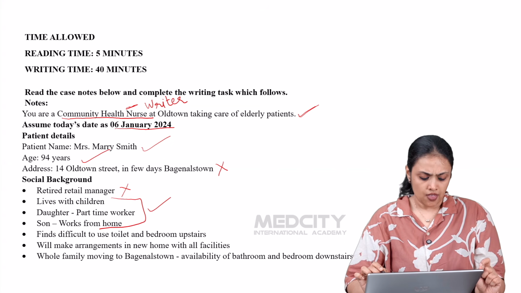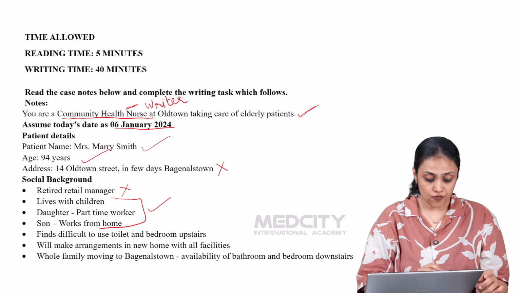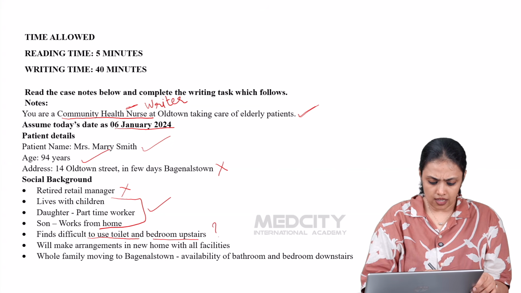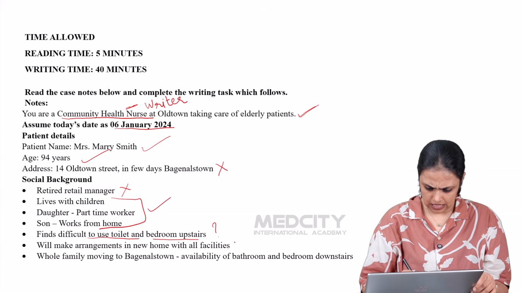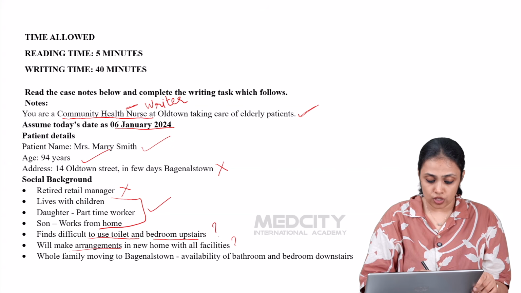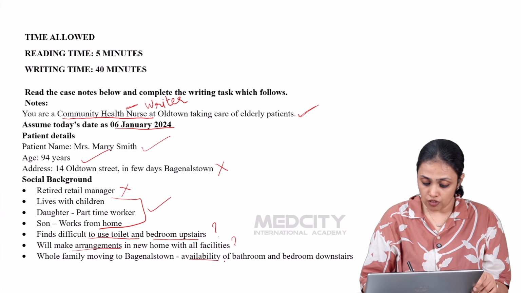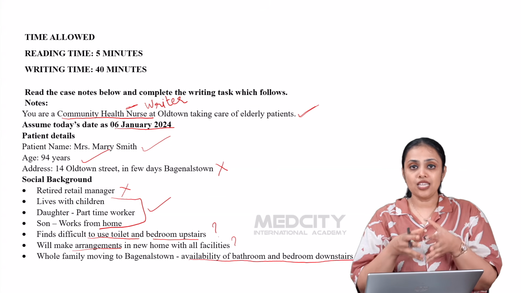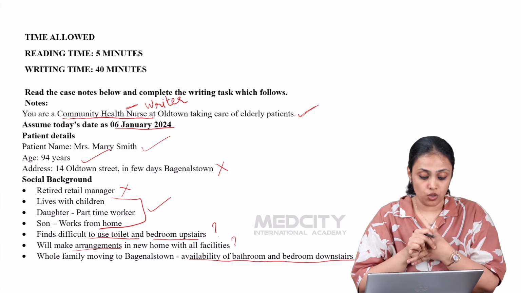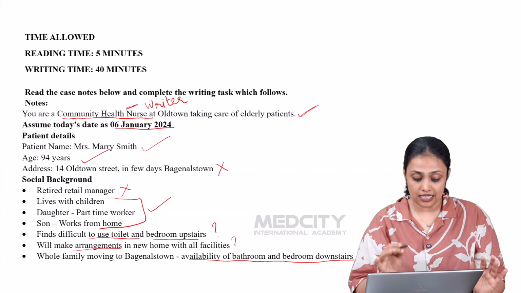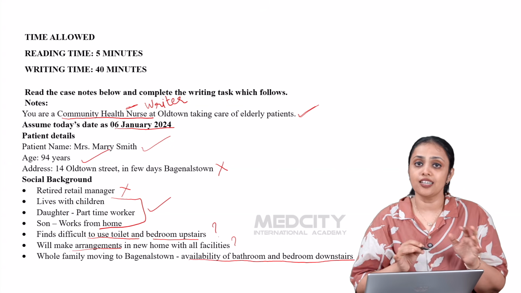Then we have details like finds difficult to use toilet and bedroom upstairs. Do we need that? Will make arrangements in new home with all facilities. Okay, will make arrangements. Then the last point given here is whole family moving to Bagnall's town, availability of bathroom and bedroom downstairs. So now what do we understand? One of the reasons that the patient is being moved to this new community is to sort out the problem of unavailability of bathroom or toilet and bedroom downstairs in their current residence.